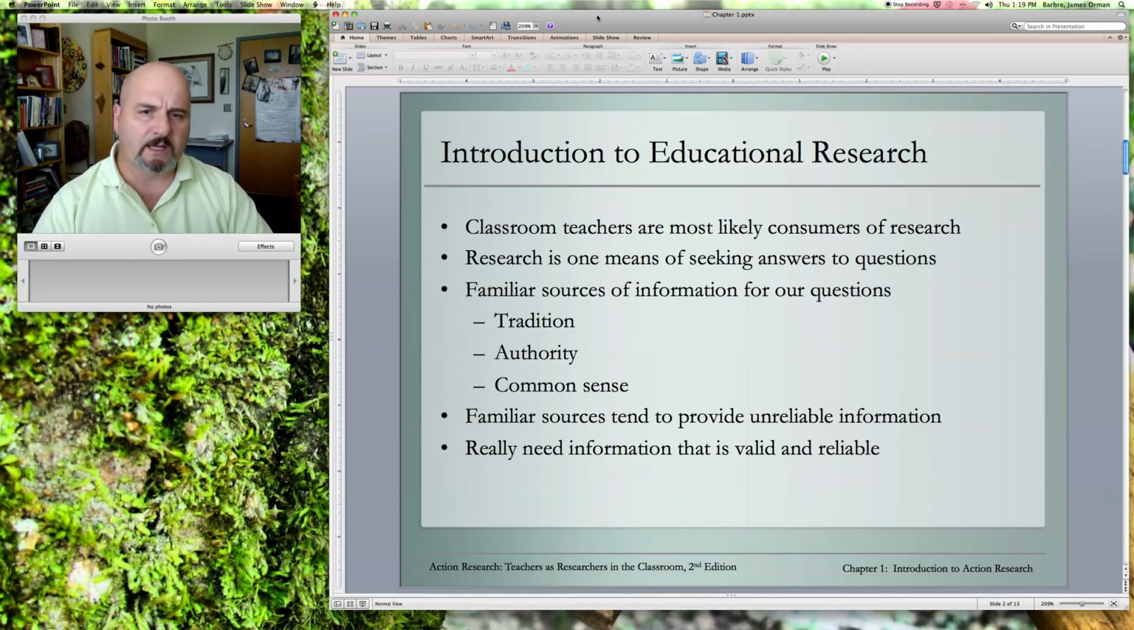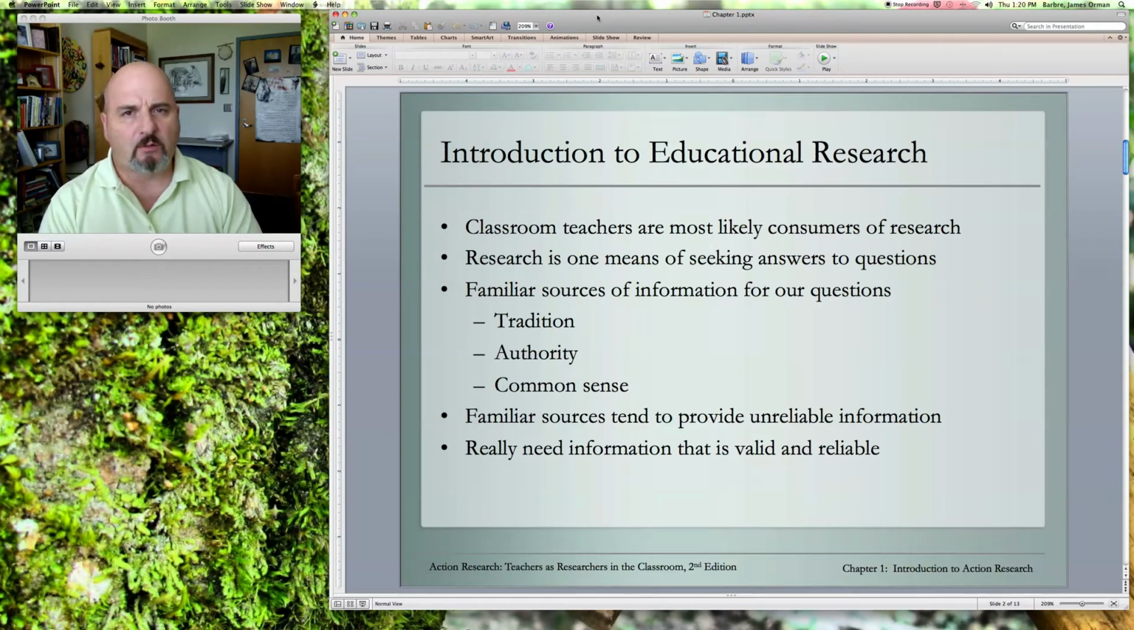So, as an introduction, why something like action research? Well, there are some very good points that Mertler brings up, and I hope you're liking the text. I do like this text. It's very user-friendly. It's got a lot of really good online resources. So, anyway, on to the content.